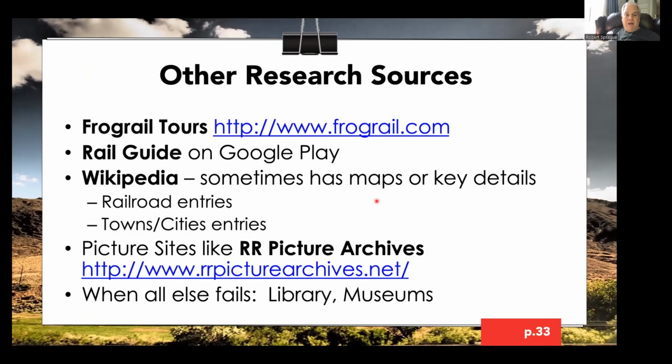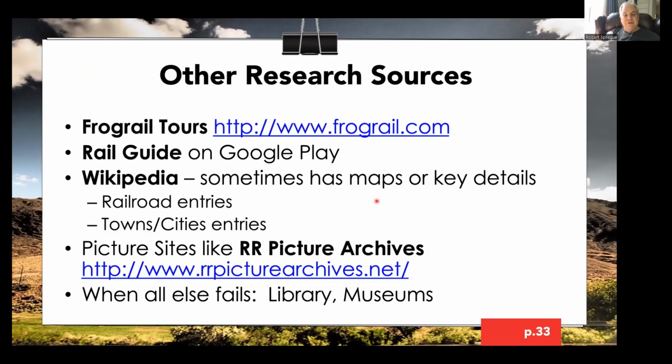There is an application, and there is no justice because it's available for Android phones, but not for iPhones. It's called Rail Guide, and you can find it on Google Play. Those who come up to me after every time I give this clinic say it's really a great resource. Unfortunately, I just can't get to it with my iPhone, but it might be something you want to check out. I often wind up at Wikipedia when I'm researching a plan. They have maps, key details, industry information, history.